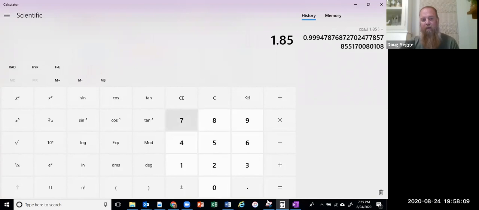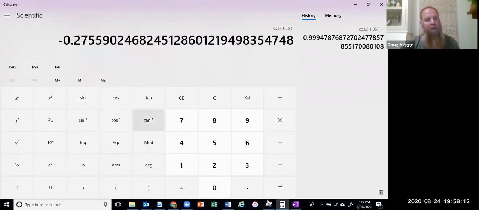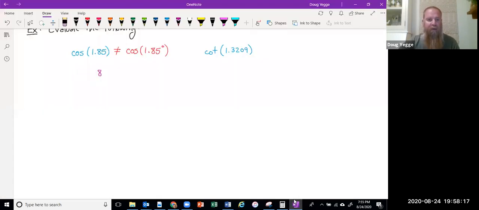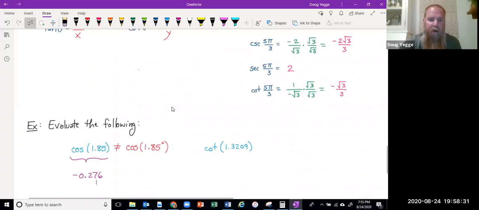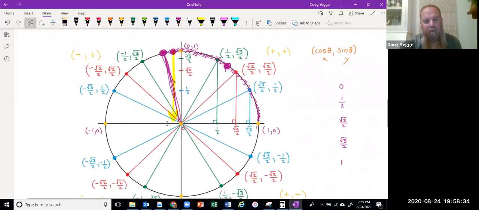1.85 is my radian measurement, and when I hit cosine, now notice that it's -0.276. That makes more sense, that this value is -0.276, because I first of all recognize that on my circle here, it's going to be negative, and it's going to be somewhere closer to 0 than it is closer to -1. So keep in mind the idea of what a radian measurement is. It's mapping out the radius, wrapping it around the circle.